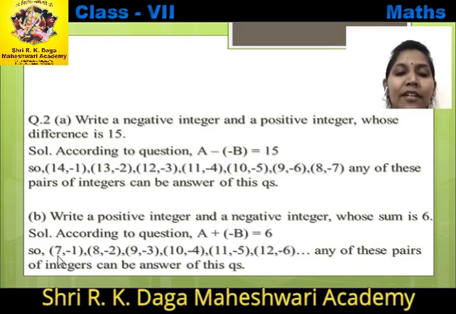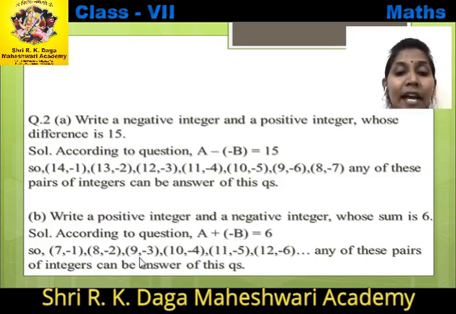See, 7 plus minus 1. So 7 minus 1 equal to 6. 8 plus minus 2. So 8 minus 2 equal to 6. 9 minus 3.